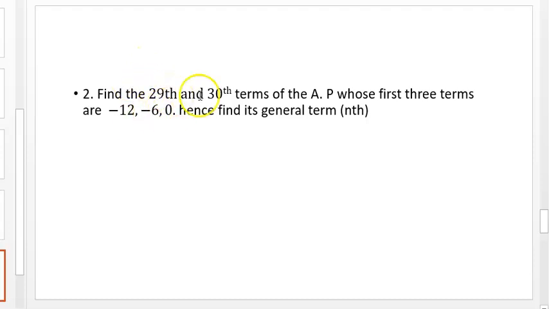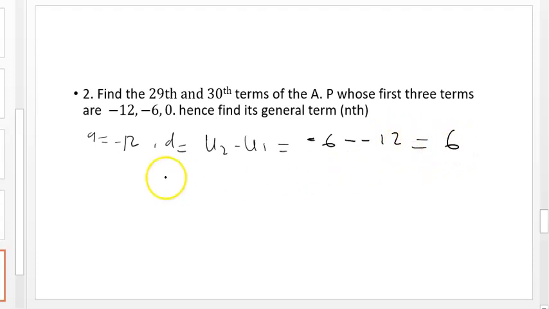How to find the 29th and the 30th term of the AP whose first 3 terms are given. The first thing is we look at the sequence. A is minus 12. Common difference D, wait for it. The second term minus the first term. The second term is minus 6, minus minus 12. That is positive 6.